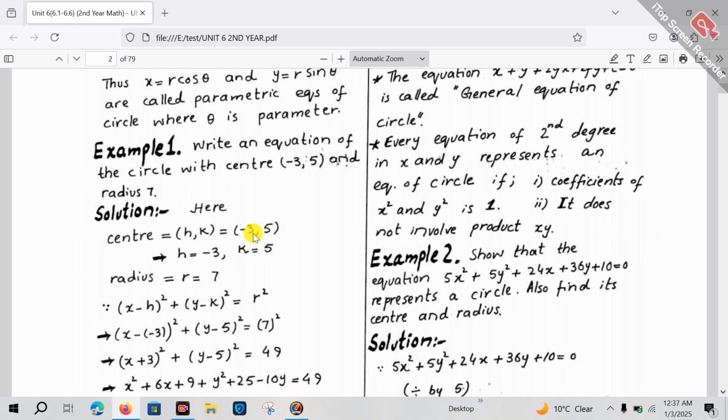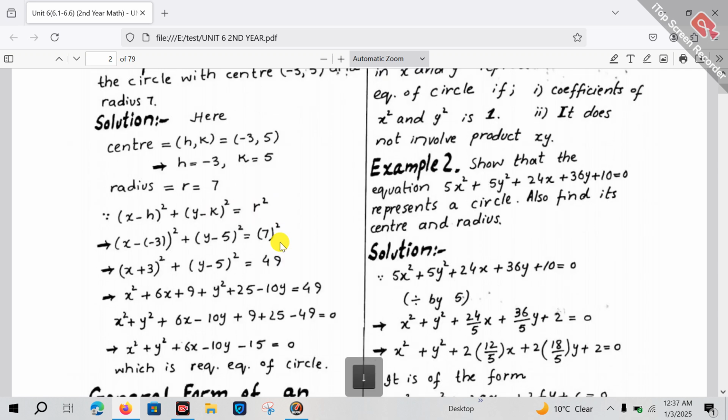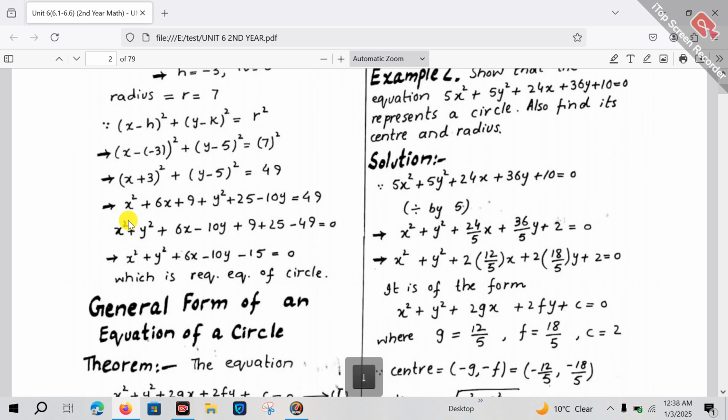Here the center is (minus 3, 5), the first value is h and the second value is k. Here we do not denote it by x, y in the equation of the circle. h and k are the center of the circle, the first coordinate will be h and the second will be k. Radius is 7. As we know, the standard form of the equation of a circle is (x minus h) square plus (y minus k) square is equal to r square.